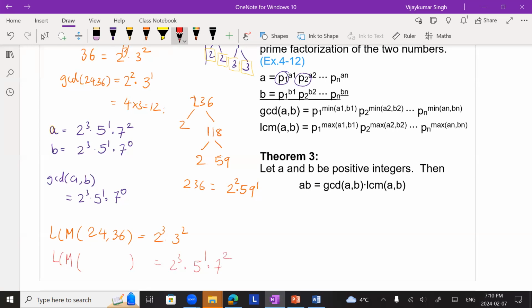And so you get the LCM of A and B is going to be 2 to the power 3, 5 to the power 1, 7 squared. Okay. So this is the LCM. So far good.